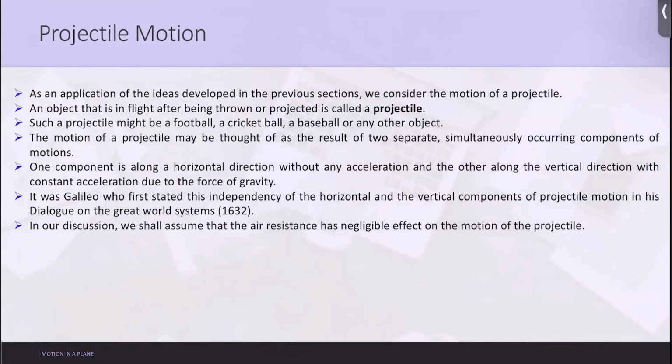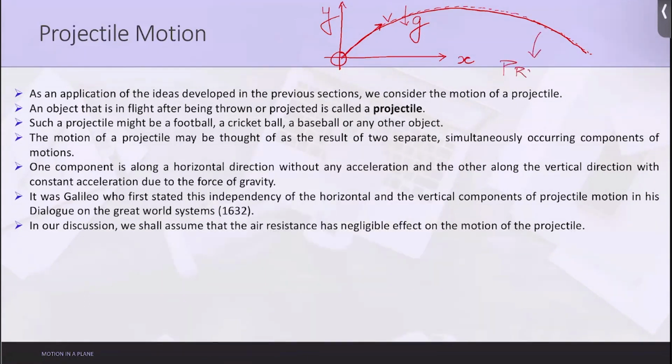So what is basically a projectile? To explain very clearly, in easy terms, let us suppose this is your XY plane, and we have a ball kept here. If I throw the ball with some velocity v in this direction, because g is acting in this direction, the path of the ball is something like this. This path is nothing but called projectile motion.